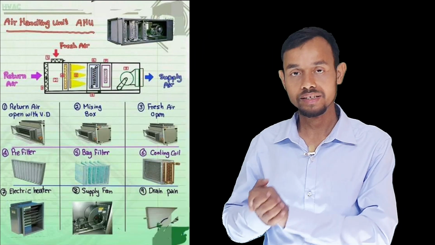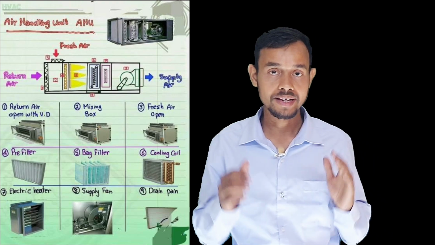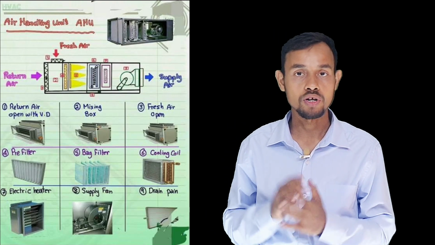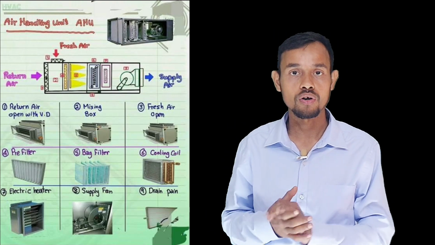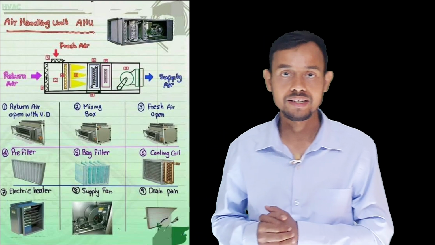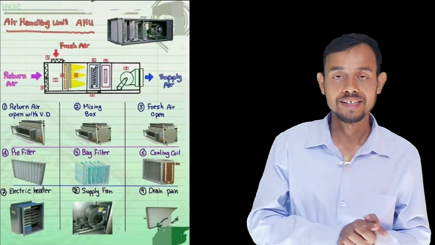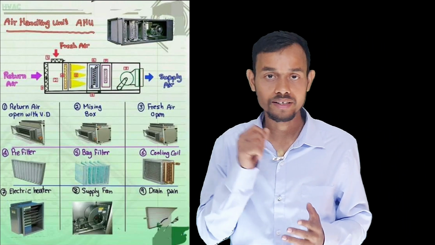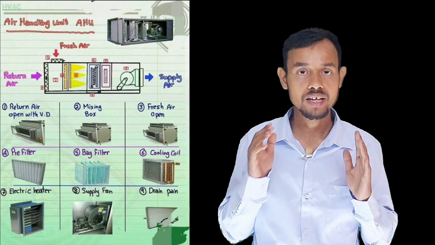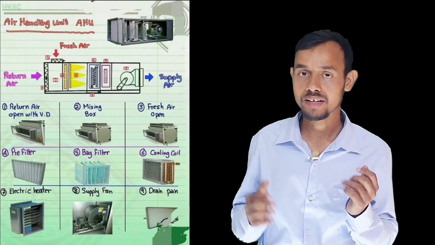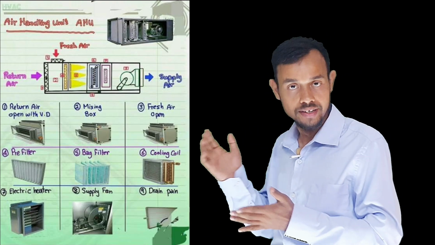Next is the damper. The damper is the plate that stops or regulates the flow of air. Dampers are placed at the supply and return ducts in the AHU. They regulate the amount of air entering and leaving the AHU.